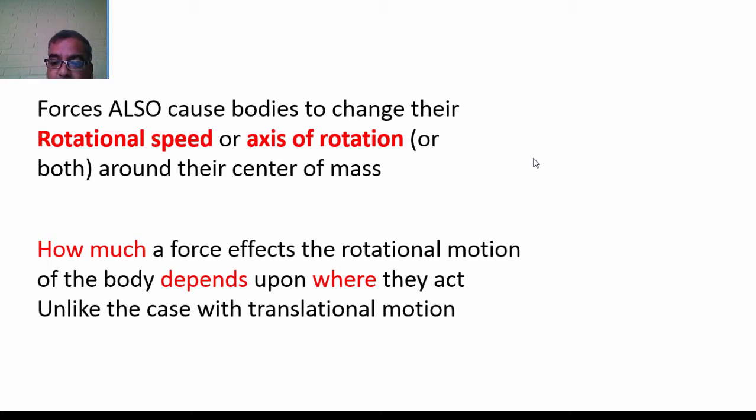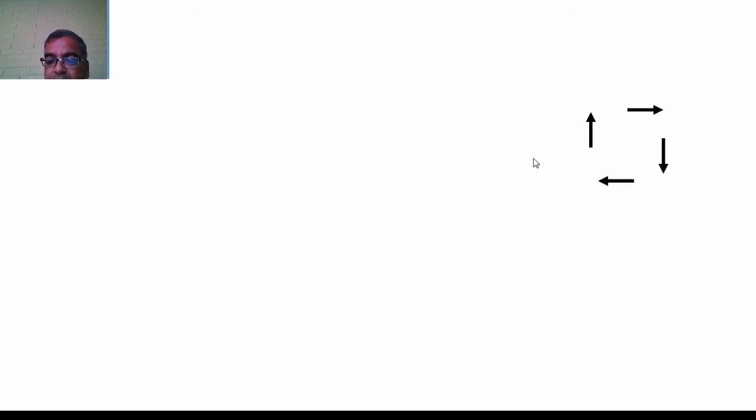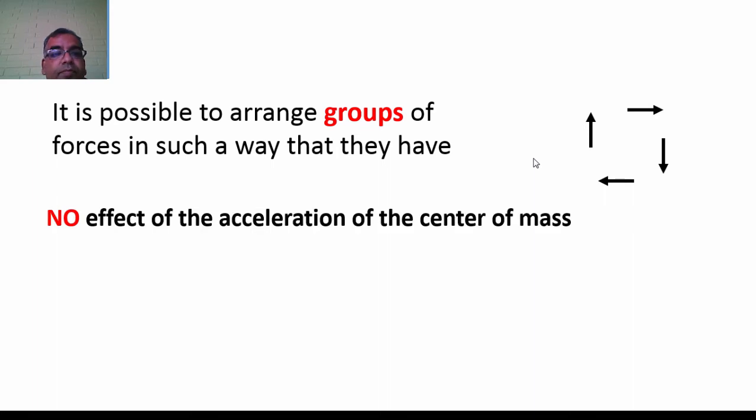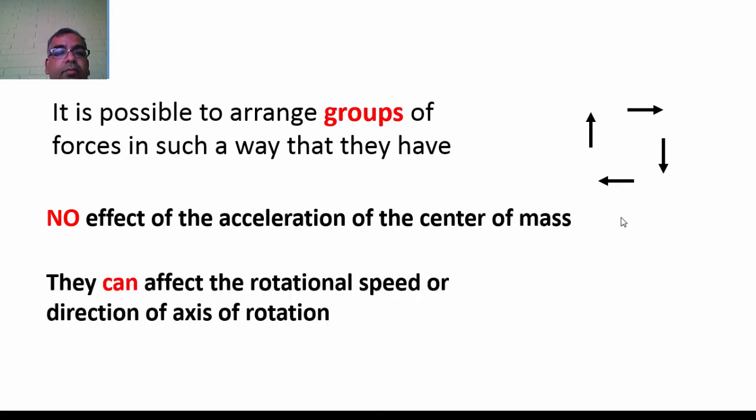Now we come to the next really puzzling thing, which is this. It is possible to arrange groups of forces in such a way that they have no effect on the acceleration of the mass. So if I arrange a group of forces like this, can you see that the forces will cancel out, so that there will be no net force on the body, so it will have no effect on the acceleration, no effect on the velocity.